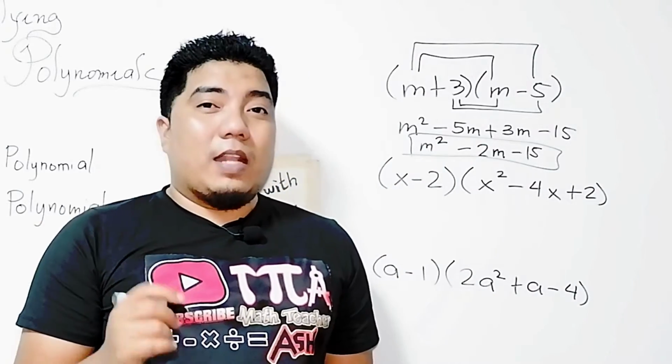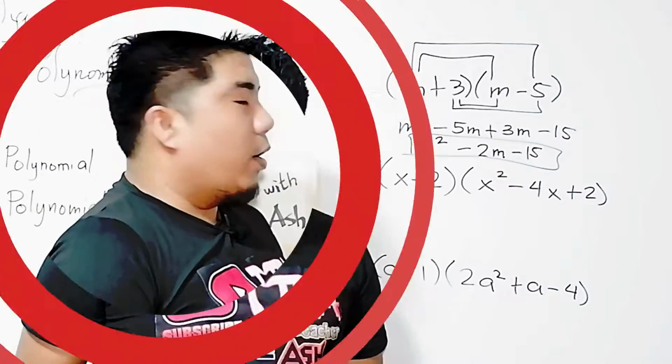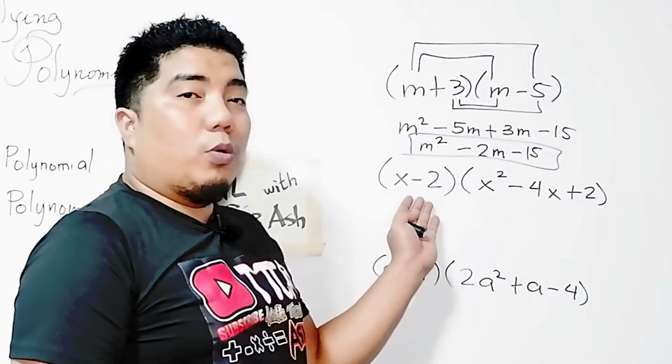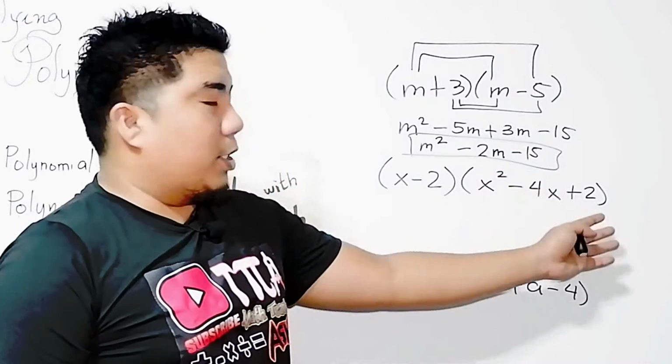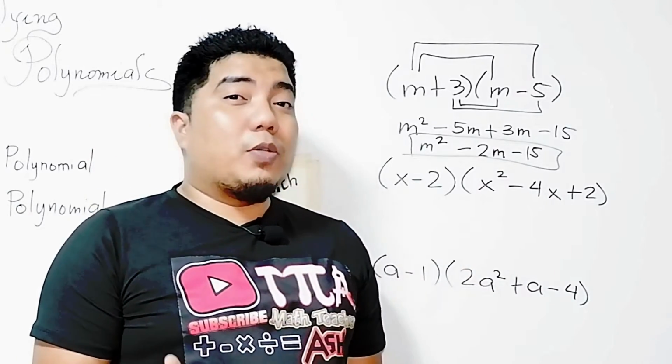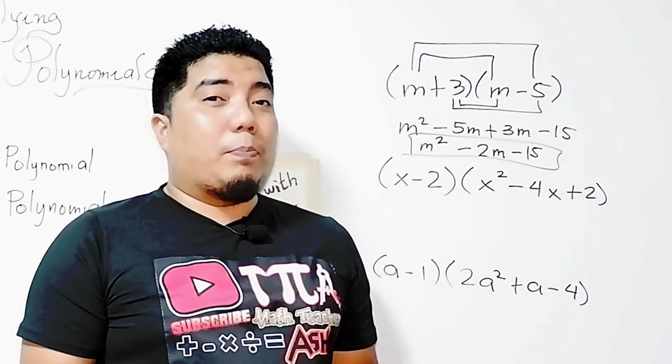Easy, right? Now, let us go to our second example. We have the quantity x minus 2 times the quantity x squared minus 4x plus 2. What you can do here is you can still apply the distributive property.